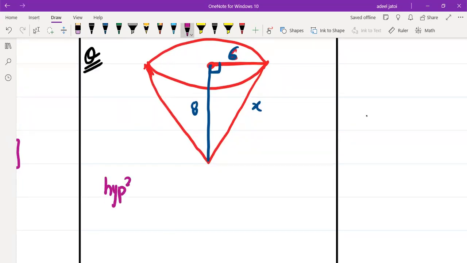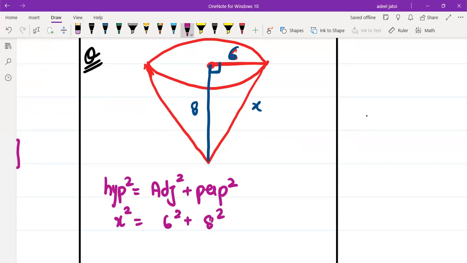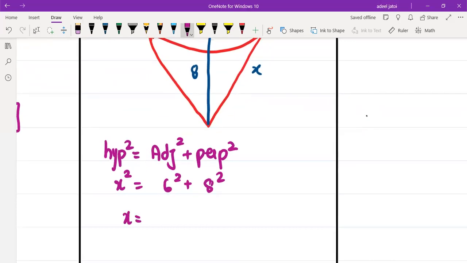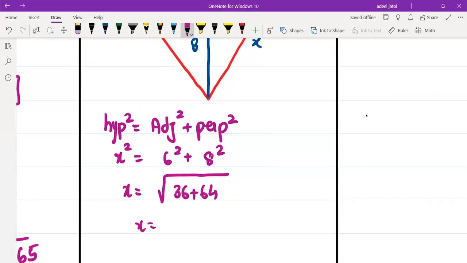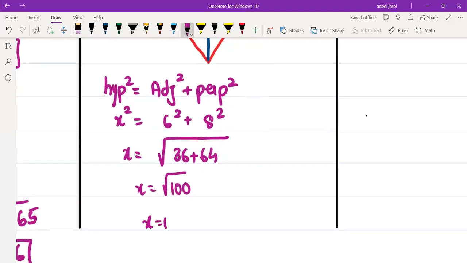So hypotenuse square is equal to adjacent square, which is also base square, plus perpendicular square. So this should be x square equals 6 square plus 8 square. So x is under root 36 plus 64, which is 100. So x is under root 100, which is 10. So the value of the slant height is 10.